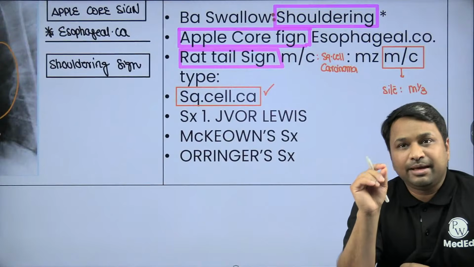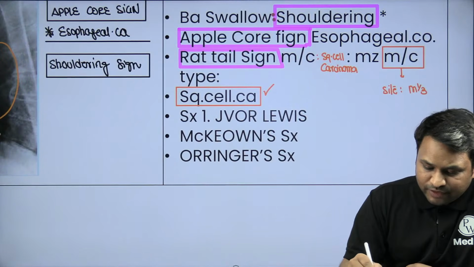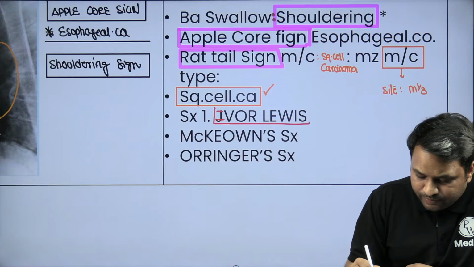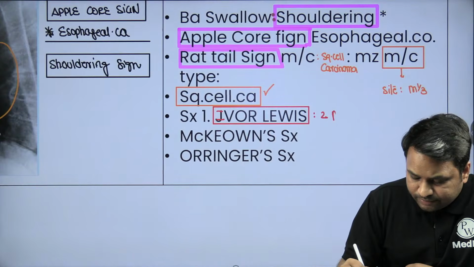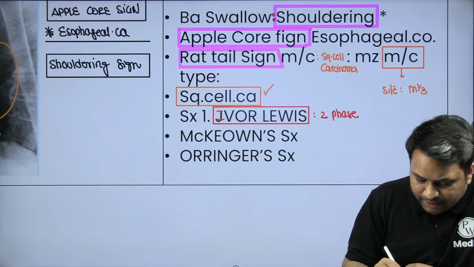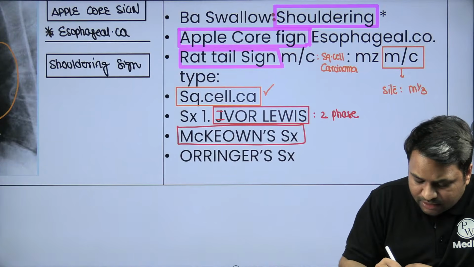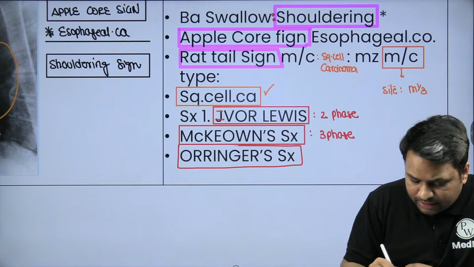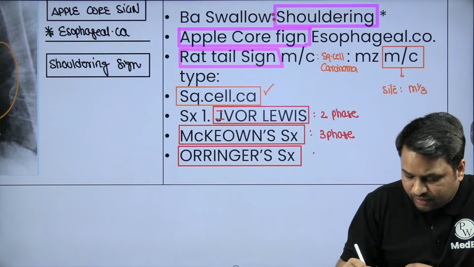Now, remember the names of the surgeries that are done for esophageal cancers. Ivor-Lewis surgery is a 2-phase surgery. McKeown's is your 3-phase surgery, and Orringer's is another 2-phase surgery.